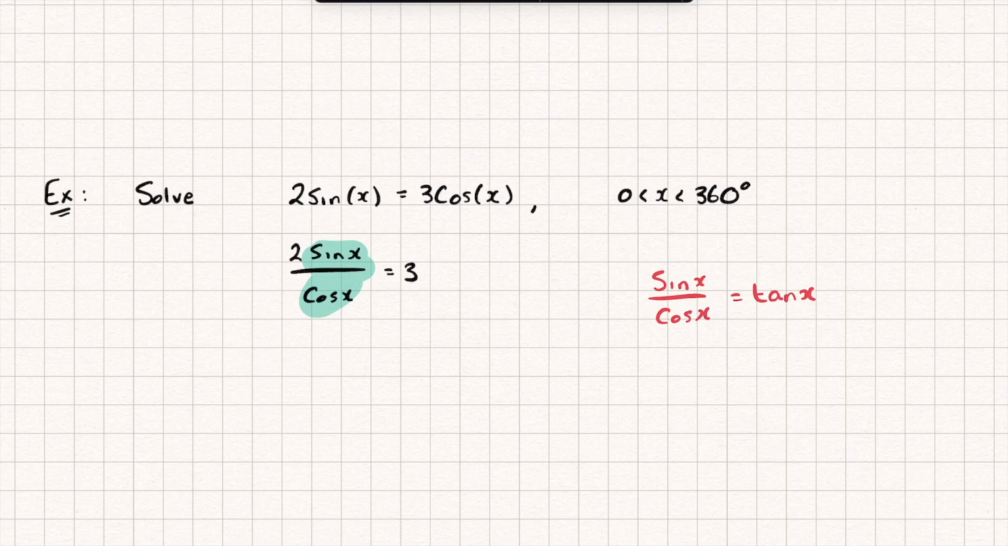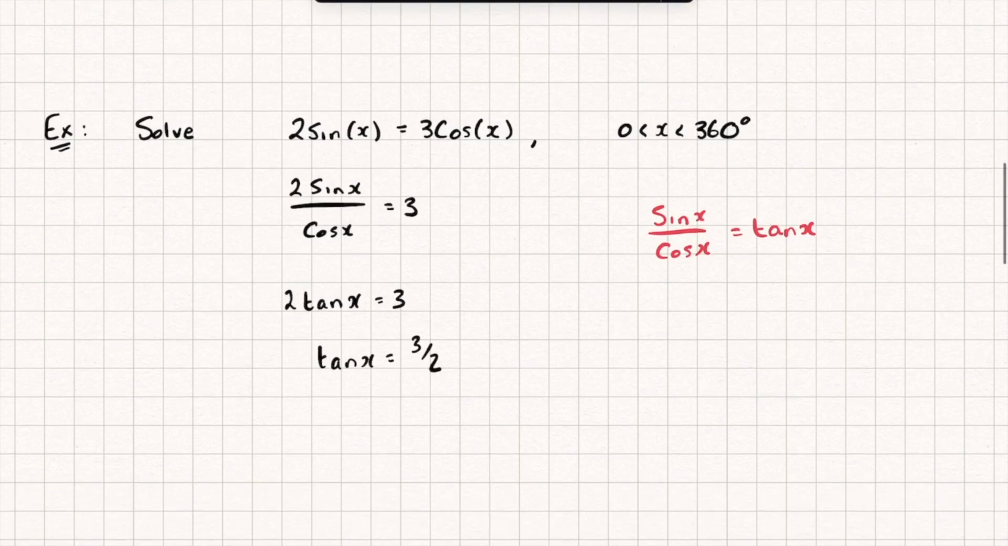Or I could first, if I wanted to, divide both sides of the equation by 2 to get rid of that 2 there. It doesn't really make a difference what order you do it in. So I'm going to use the trig identity first. So I'm going to replace sine over cos with tan. And so my equation is now going to be 2 lots of tan of x is equal to 3. And so I can divide both sides by 2. And now I'm solving tan of x equals 3 over 2.